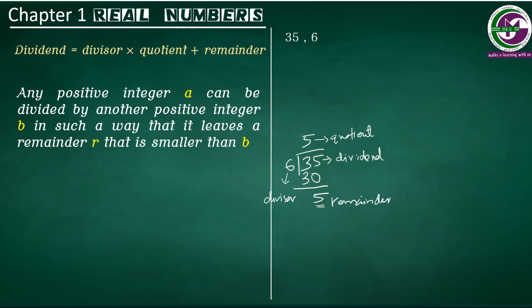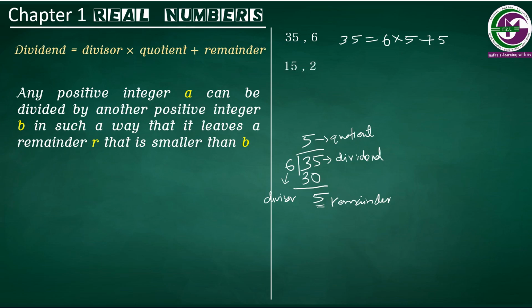Okay, so using this division we can make a relation between 35 and 6. We can write 35 equals divisor times quotient plus remainder, that is 6 times 5 plus 5. So this is a relation for 35 and 6.